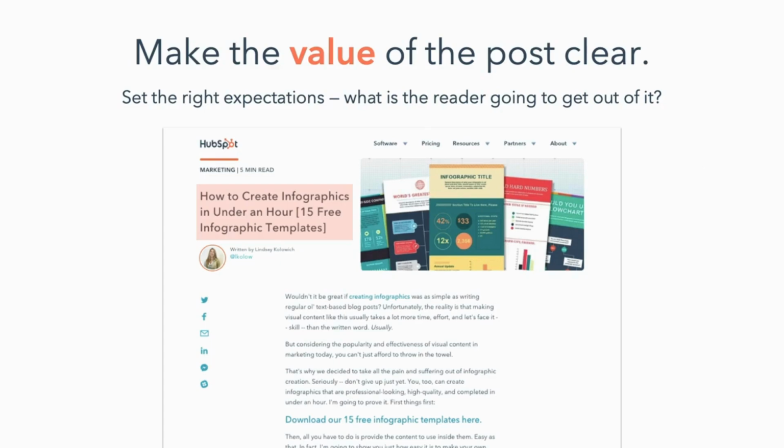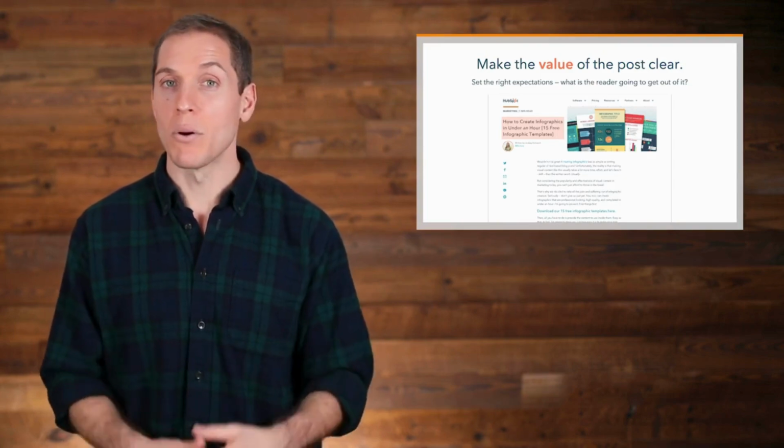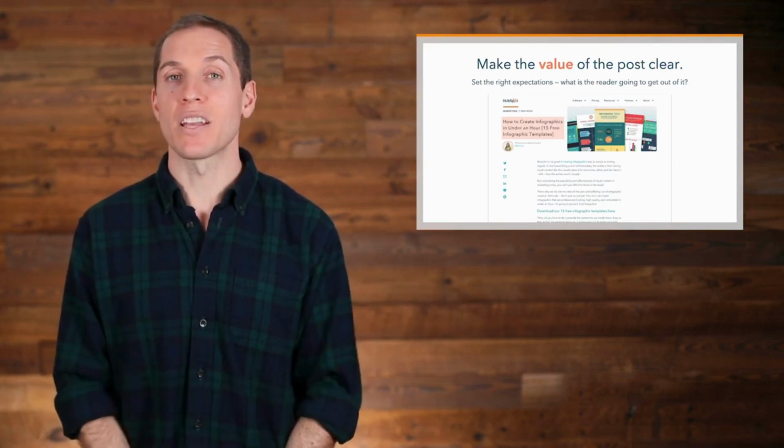Also, make the value of the post clear in the title. Your title should help readers and search engines understand what your post is about. Set the right expectations. What is the reader going to get out of your blog post? What information is covered? What format is the blog post going to take? In this example, the blog post title explicitly tells you that you'll be reading about how to create an infographic. Not only that, but it sets the expectation that it only takes an hour to do so, and there's also free templates included. You know exactly what you're going to get from this blog post, how it's valuable to you, and how much information it contains.